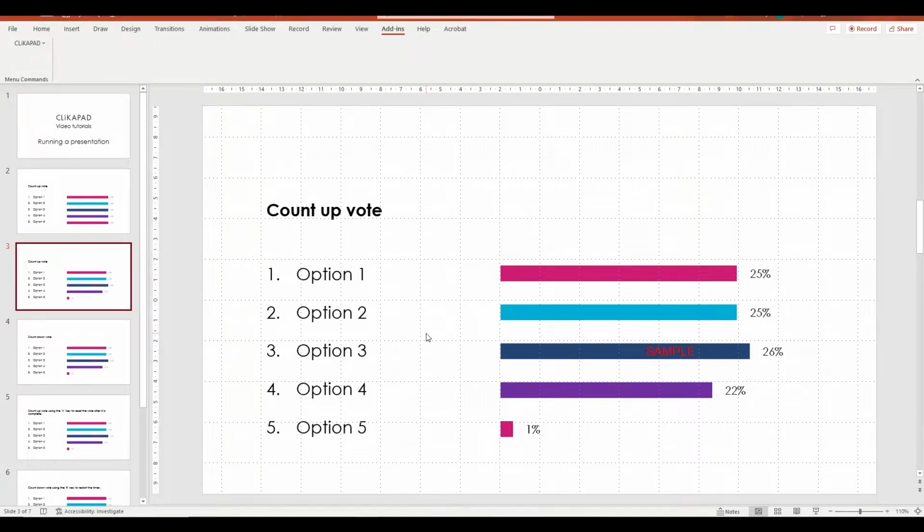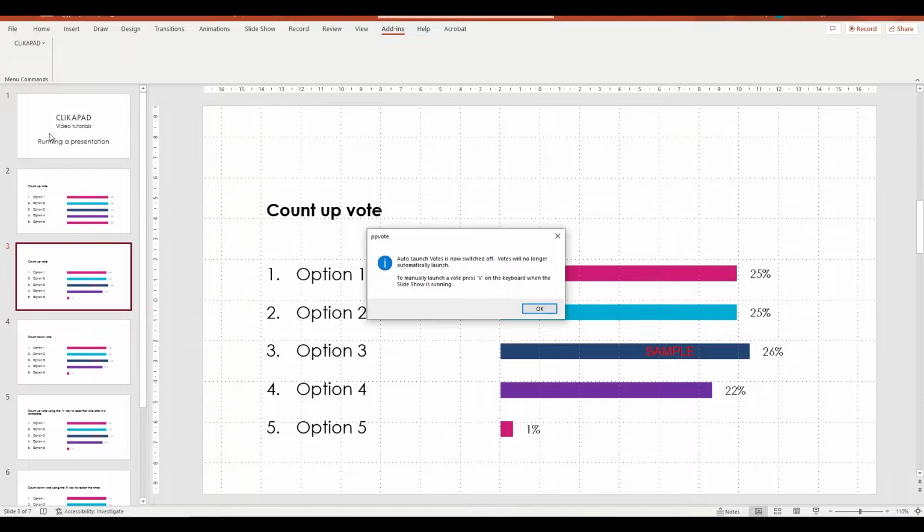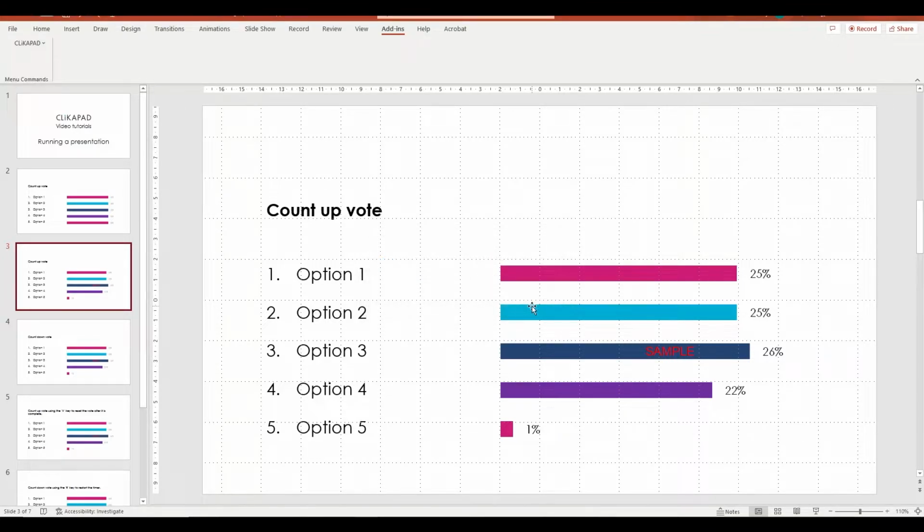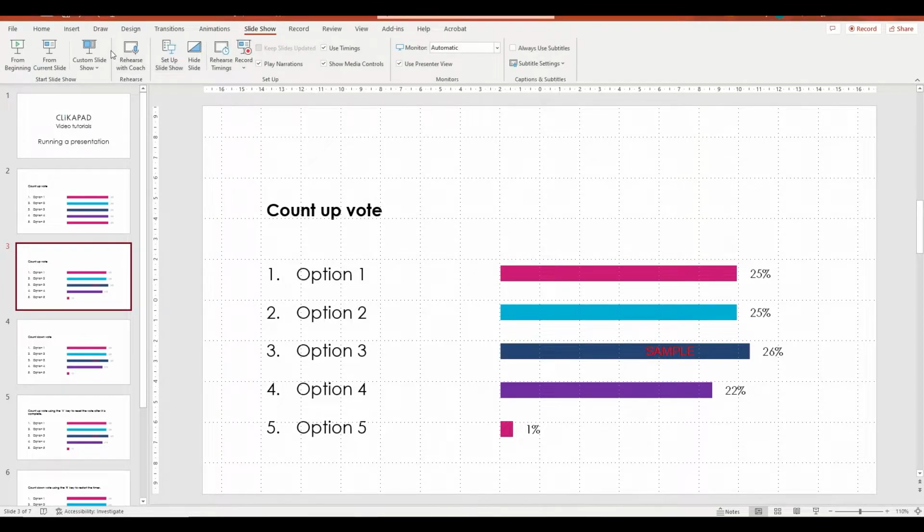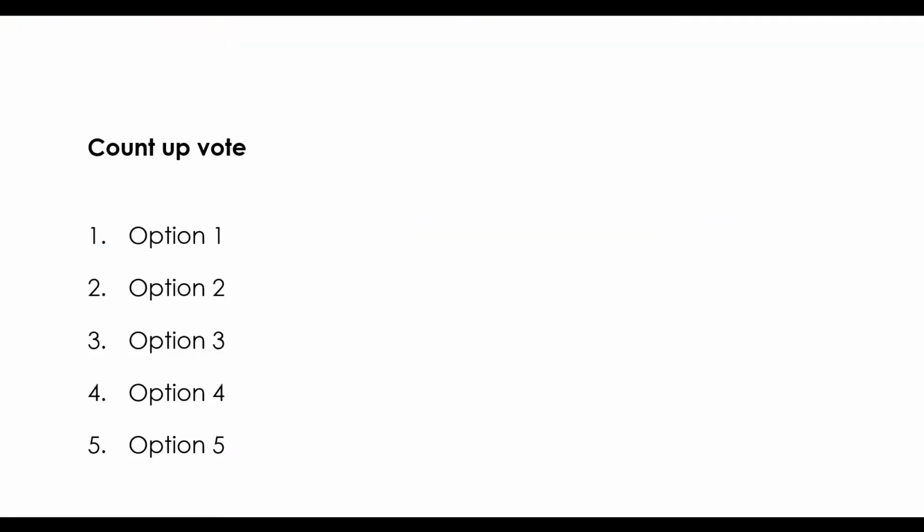Now I'm going to show you how to turn off Auto Launch Votes. To do this, make your way back to the ClickerPad menu, and this time, where you see Auto Launch Votes, you're then going to click on it. Once you have clicked it, a window is going to come up confirming that Auto Launch Votes has been switched off. Click OK. I'm going to run the presentation again, and this time, when I get to a voting slide, you will notice that it doesn't automatically start the vote.